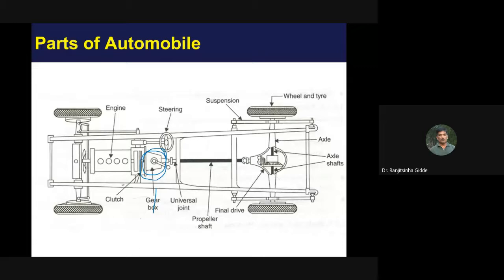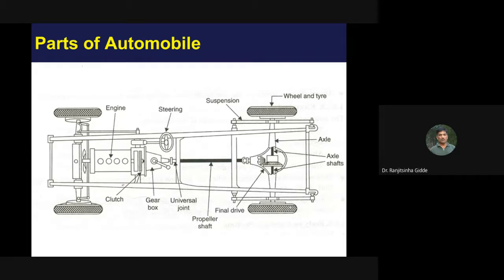Next component is universal joint. Here it is universal joint. So this joint is like this. This one is one yoke. Here it is another yoke, and it is like this. So that structure I will show in detail during the transmission system. Then this is propeller shaft. This one is the propeller shaft.